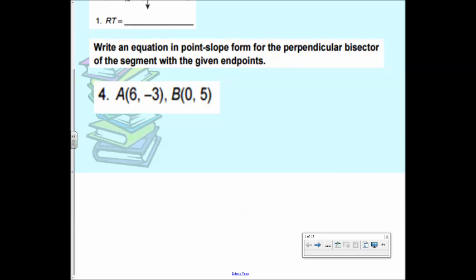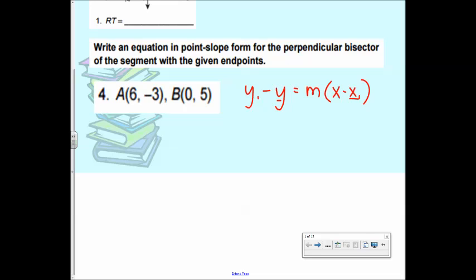Okay, so 5-1 was on perpendicular bisectors, and the rewind question number 4 says, write an equation in point-slope form for the perpendicular bisector of the segment with these given endpoints. Somebody remind me what point-slope form is again? y minus y1 equals m, and then x minus x1. I don't really care if it's x1 or y1, wherever it is. Just know that this one right here is the spot where you should put in the coordinate that you find.